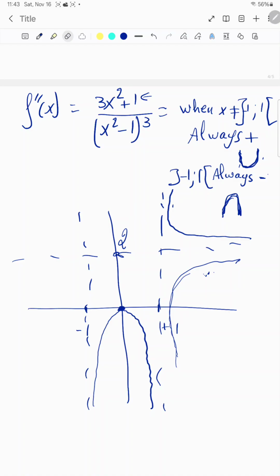And let me delete this. And again, between minus infinity and minus 1, it is ascending, and my concavity is upward, so it is like this. And that's how you draw your function.